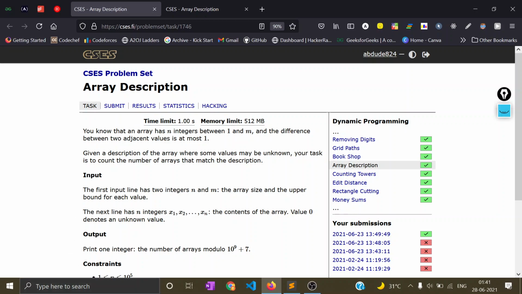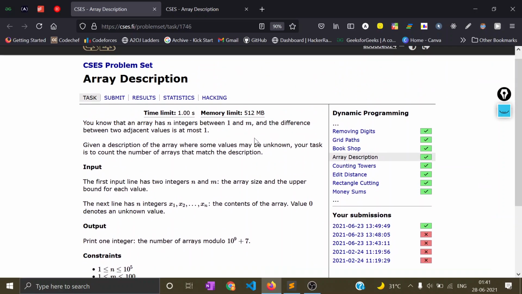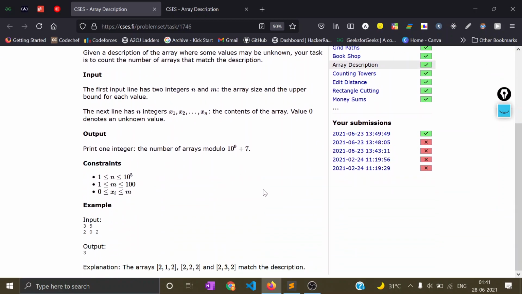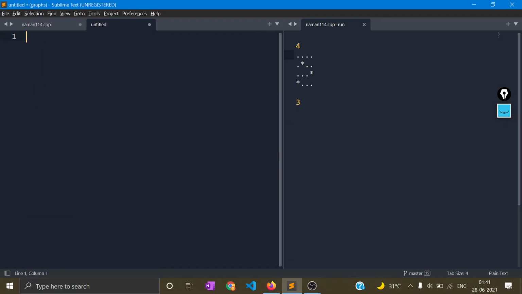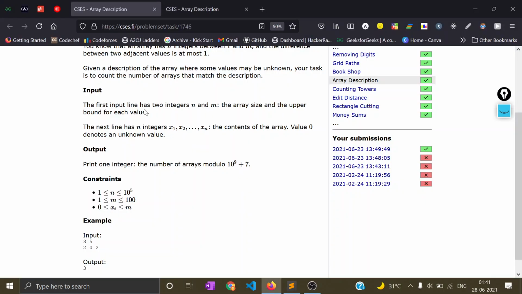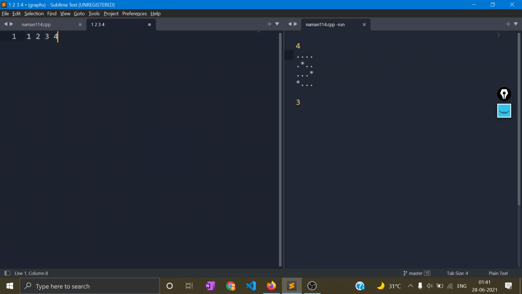You have been given an array which has n integers between 1 to n. The values of the elements can be between 1 to n, and the difference between any two adjacent values is at most 1. For example, this array 1, 2, 3, 4 is a valid array because all the adjacent elements have an absolute difference of 1. You can have a 1 here, but then you have to have a 2 or a 0 here.